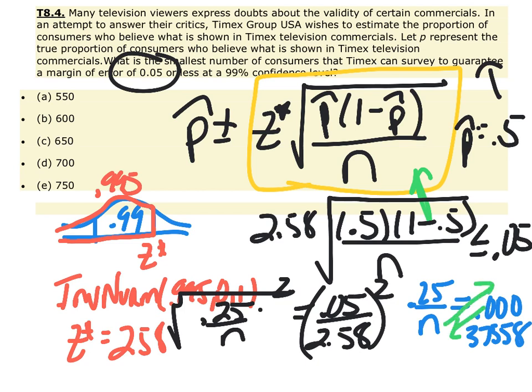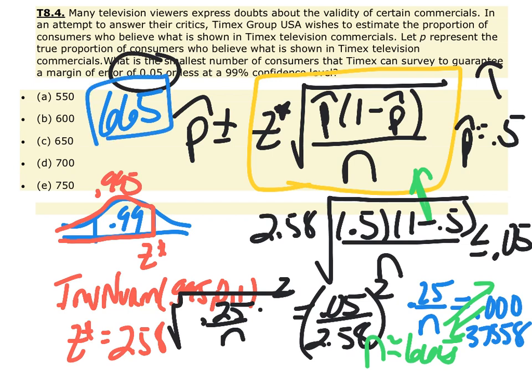Then remember cross multiplication: this N comes out, and this number can go down. So let's take the 0.25 and divide by the answer from the right-hand side. This is going to get us a sample size of about 665. Knowing that the answer is 665, we need to find the smallest number of consumers. Unfortunately, 650 is not going to meet the requirement, so the best answer in this case is going to be 700.